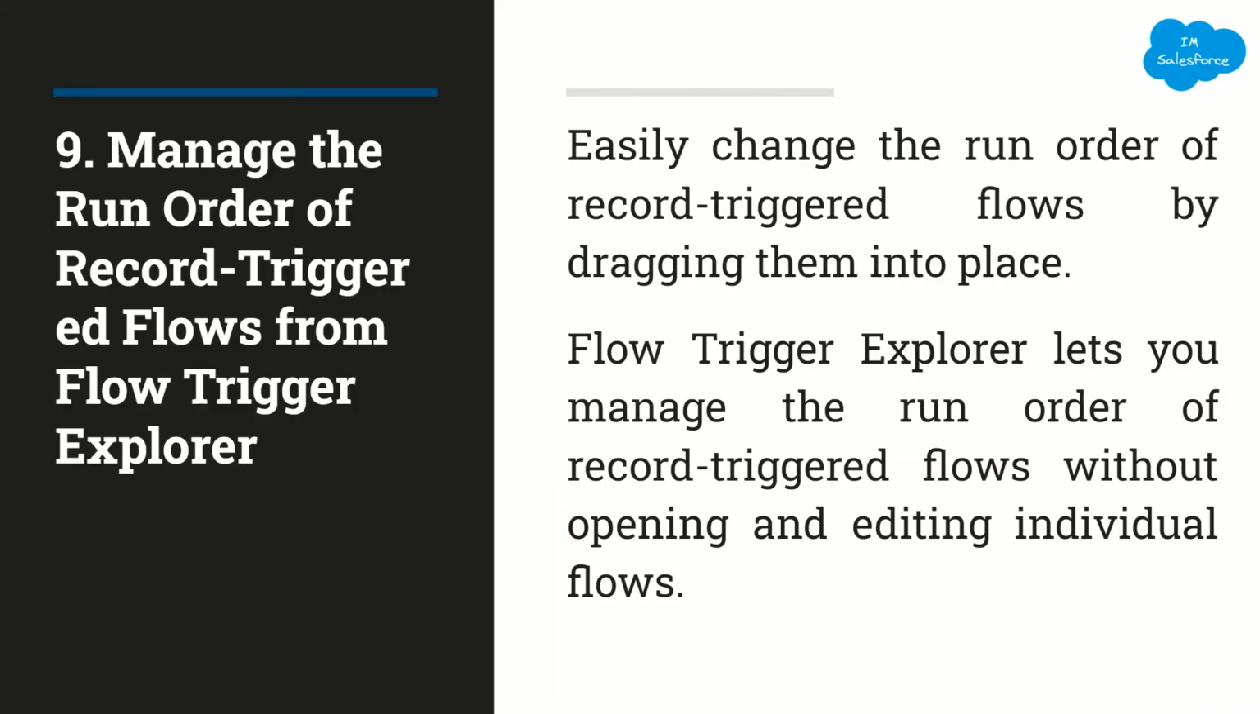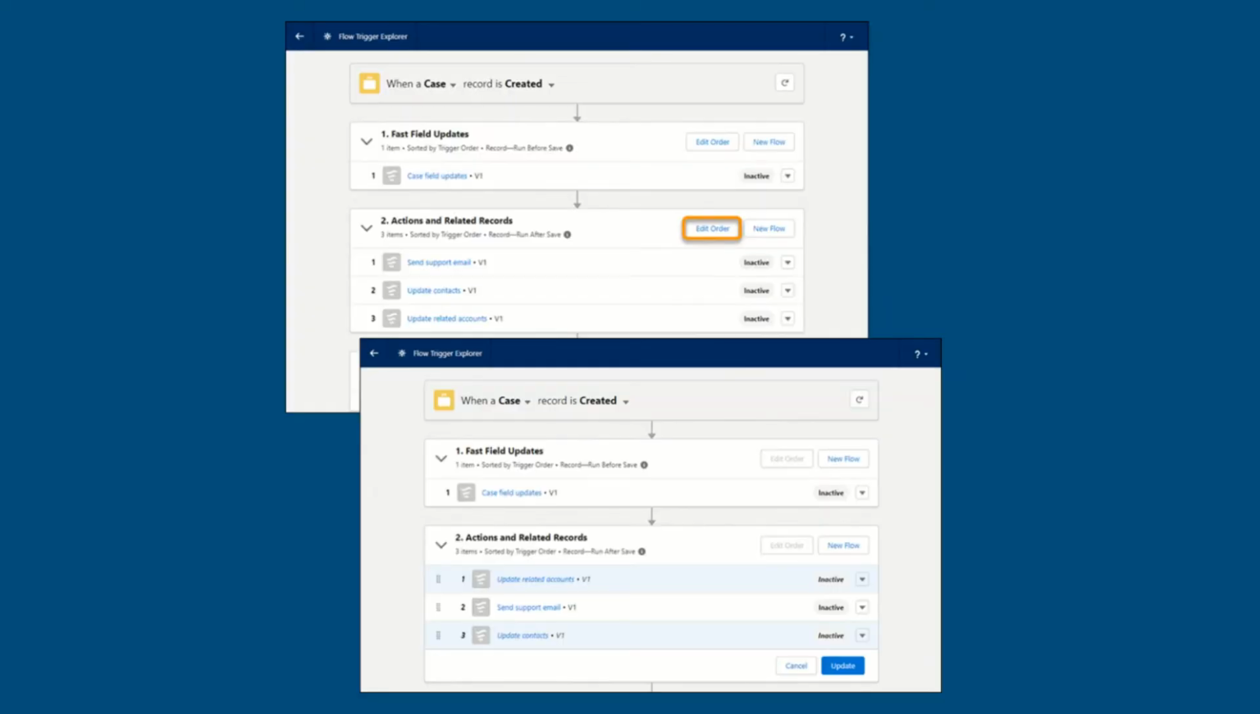Okay, then manage the run order of record triggered flows from flow trigger explorer. Now we can easily manage the run order of record triggered flows. Just go to your flow trigger explorer from object, and then you can set up this order accordingly.